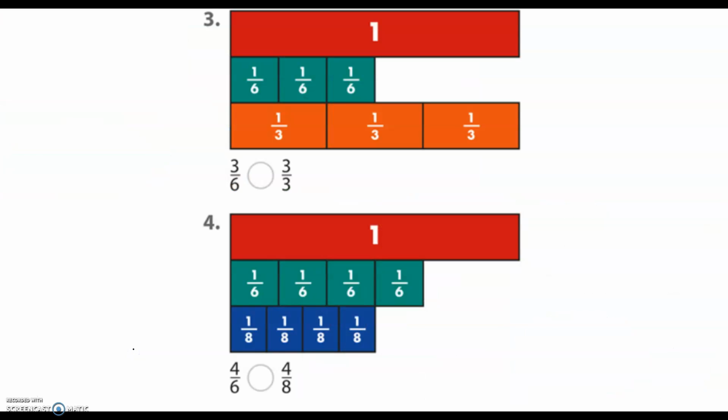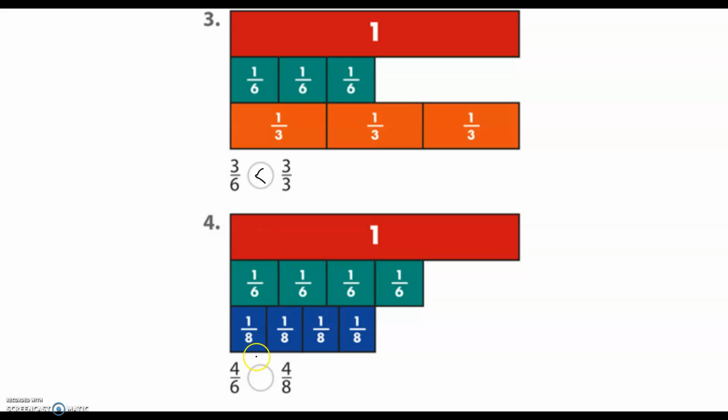Let's try some problems from your workbook. Let's try numbers 3 and 4. So we have 3/6 and 3/3. We know that if we separate one whole into 6 pieces, the pieces are going to be smaller than if we separate them into 3 pieces. And you can see the visual here. Here's 3/6, here's 3/3. Fun fact is 3/3 is also one whole because you have 3 out of 3 pieces. I can see that 3/6 is definitely less than 3/3.